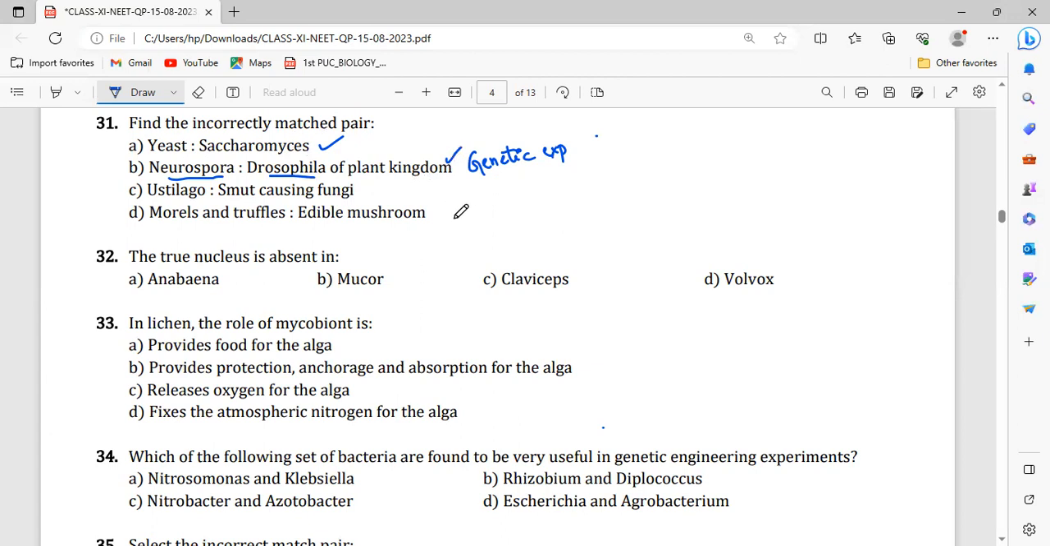That is also correct. Ustilago, it causes smut disease. This is also correct. Morels and truffles, edible mushrooms, this is also correct. So here there are no wrong answers. All of the given options are correct.